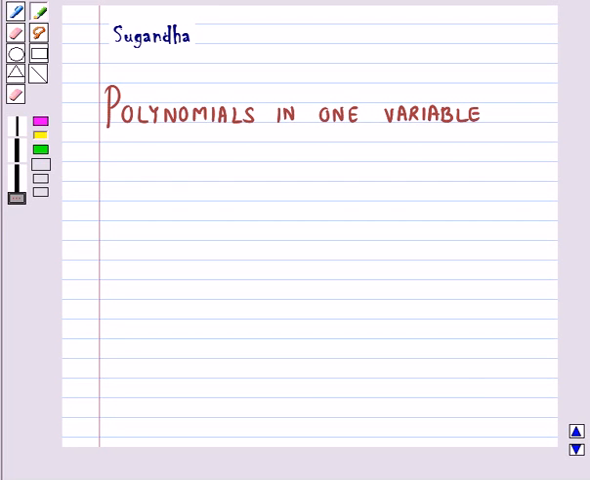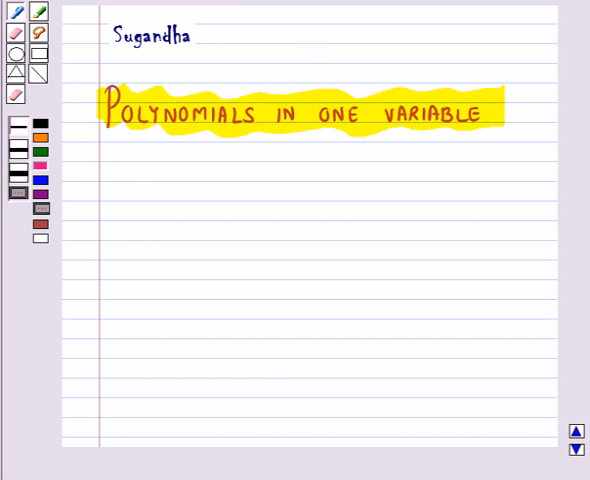In this session, we will discuss polynomials in one variable. A polynomial P(x) in one variable x is an algebraic expression in x of the form P(x) = a_n x^n + a_(n-1) x^(n-1) + and so on up to a_2 x^2 + a_1 x + a_0.